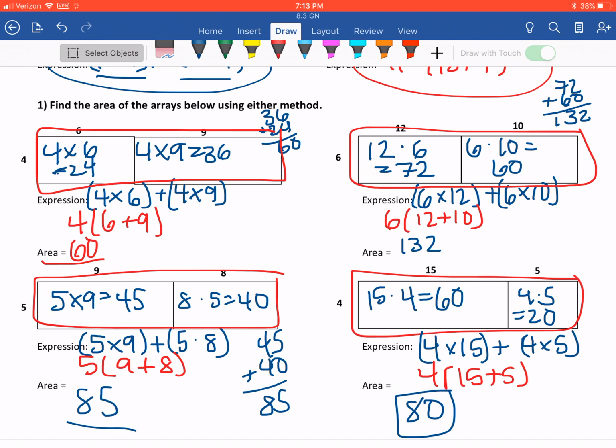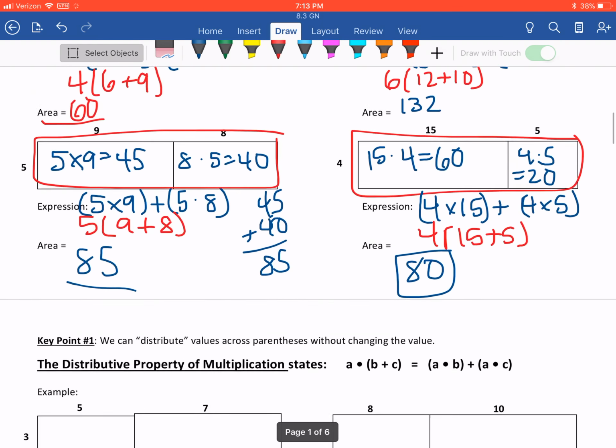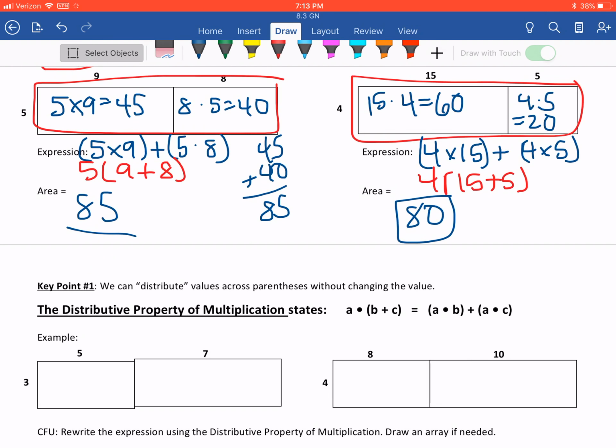All right, so we've got some good practice on this side. Now we're going to go to our key point. Just like last time, before the key point, I've got some jokes for you.